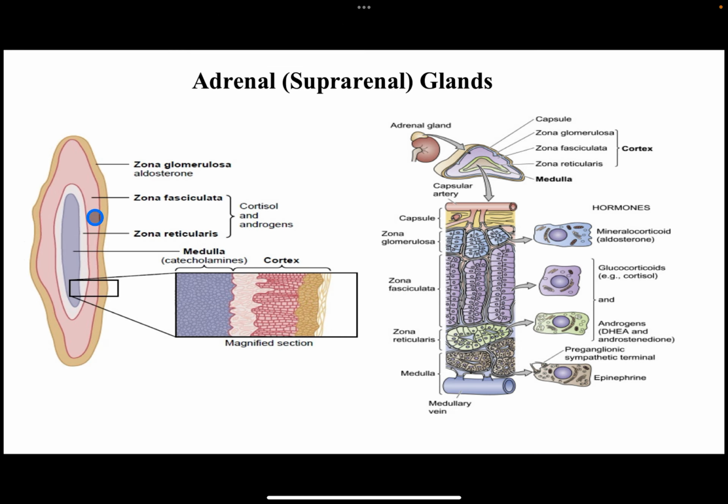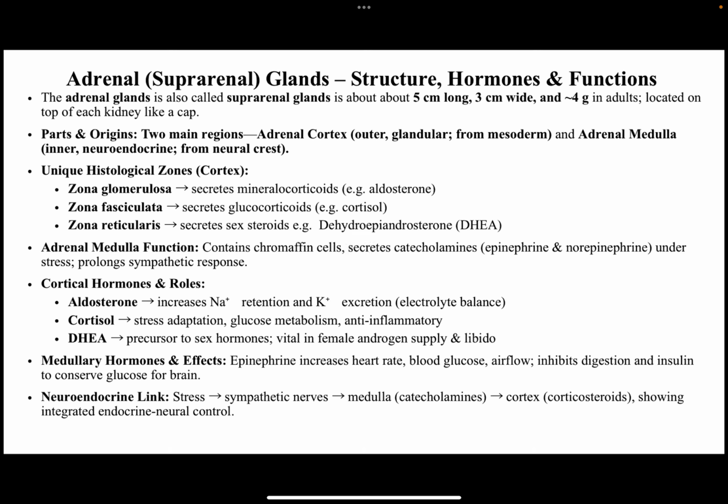The adrenal cortex, and then the adrenal medulla. Even though the cortex has three sublayers or three subzones, the two main anatomical regions are just two: the adrenal cortex and the adrenal medulla. Then the adrenal cortex is further divided into three layers.